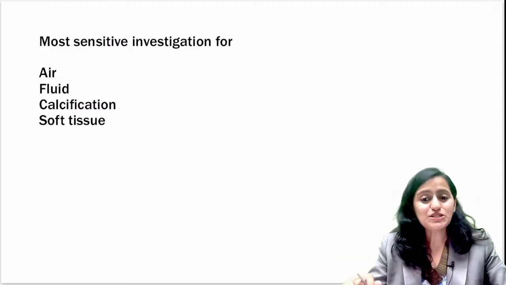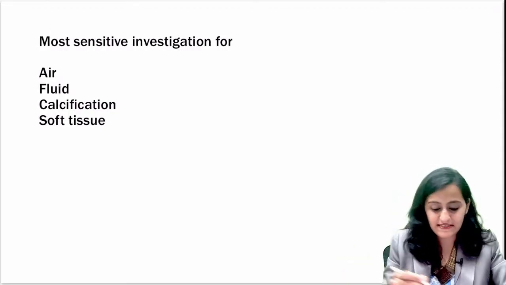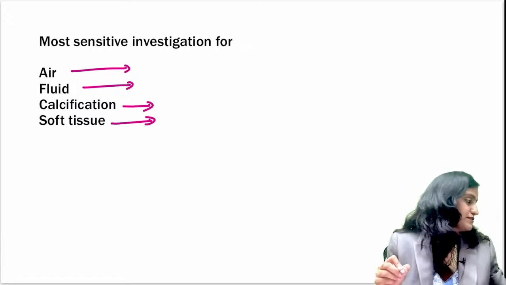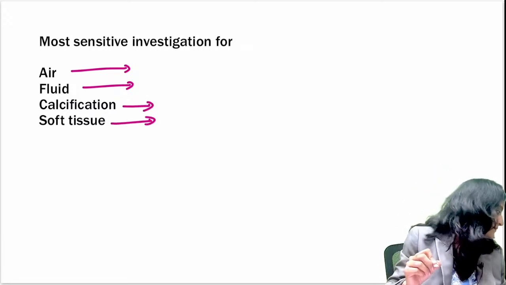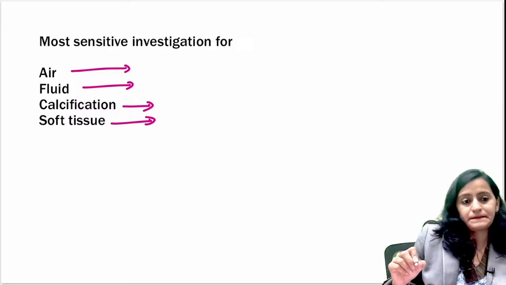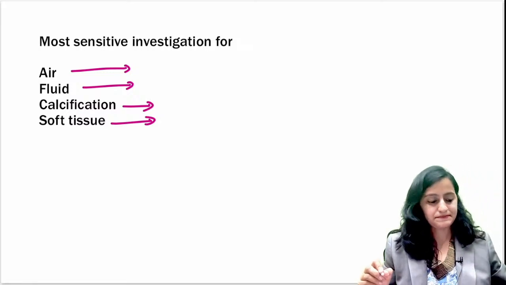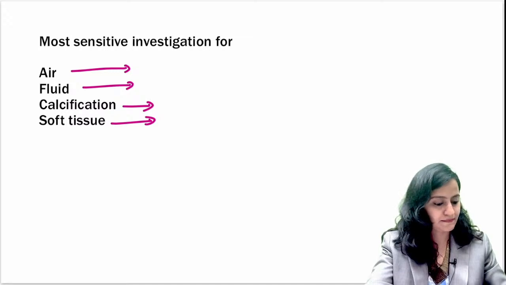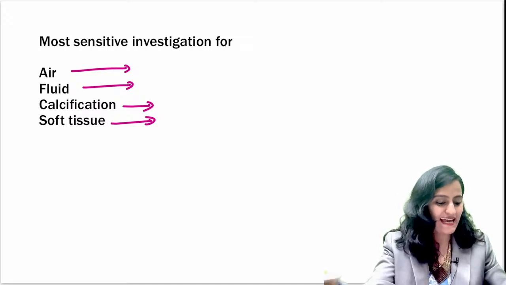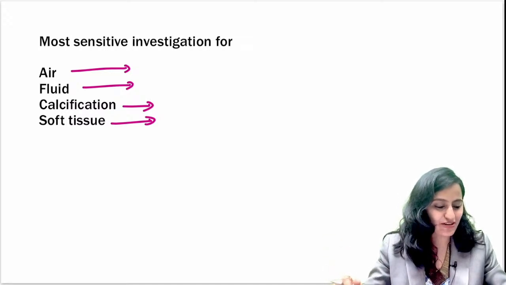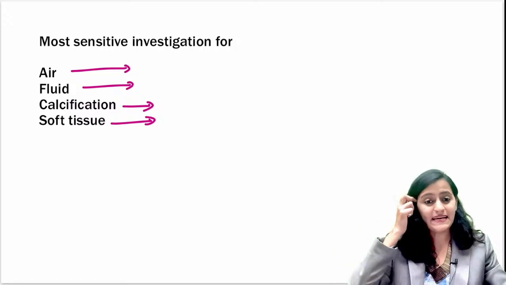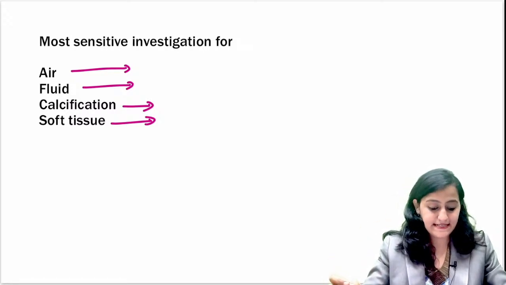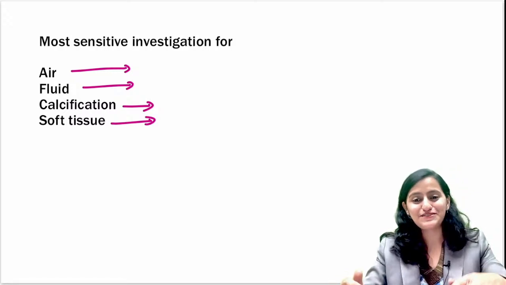Next one. Tell me, what is the most sensitive investigation for air-containing pathologies, fluid, calcification and soft tissue? Very good. Air is CT scan, correct. Correct, Rachna. Fluid is USG. Calcification is CT. So USG, CT, MRI. Absolutely right.